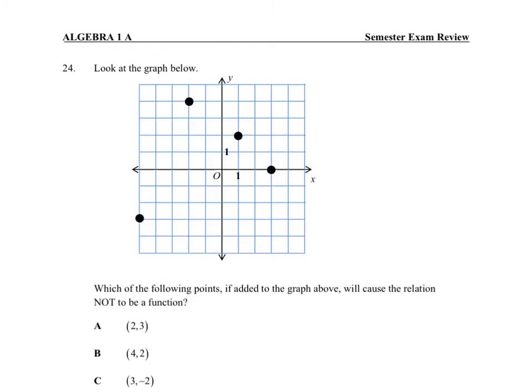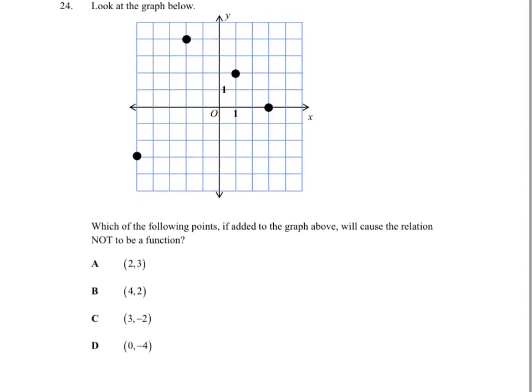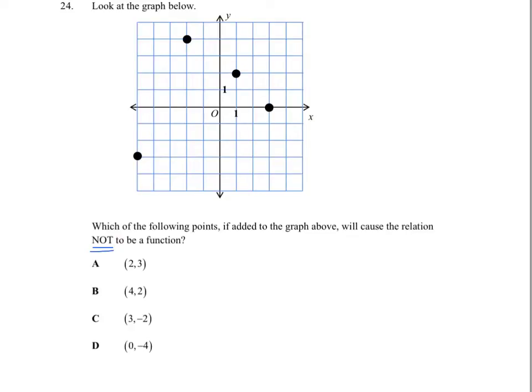The next question gives us a graph. We've got a couple points. They show us that the scale is by 1. And so the question says, which of the following points, if added to the graph above, will cause the relation not to be a function. So notice that that is in capital letters, not, and that's key. So what I'm going to do is I'm going to plot these points and see. So the first thing we have to know is, what is a function? A function is when every x has only one y.